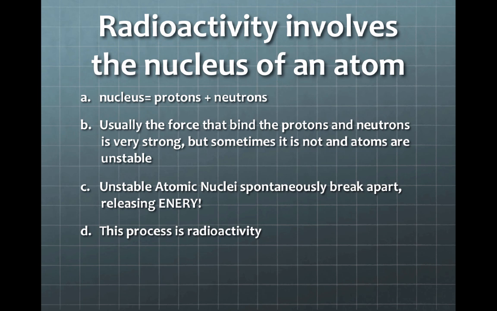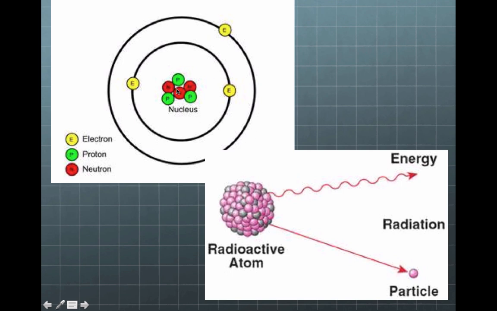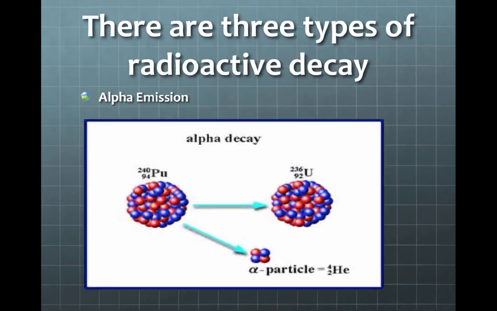The term for the process in which atoms decay is radioactivity. So here's our atom with both neutrons, protons, and electrons outside. And in radioactive decay, we're involving just this nucleus with our protons and neutrons. As energy is released, particles leave the nucleus of the atom. There are three types of radioactive decay.